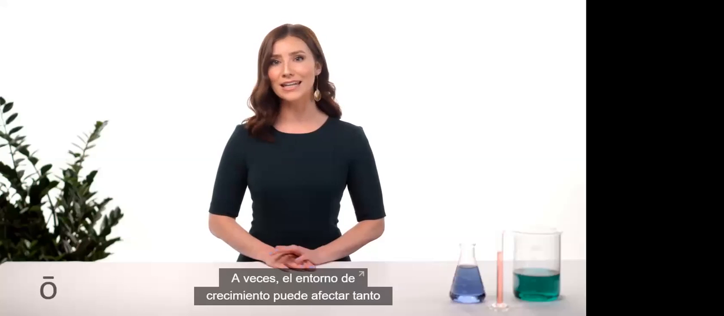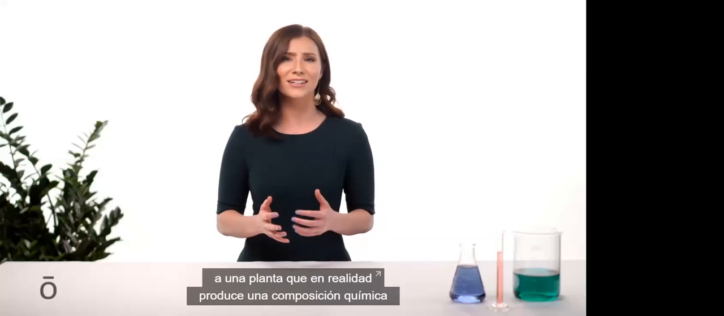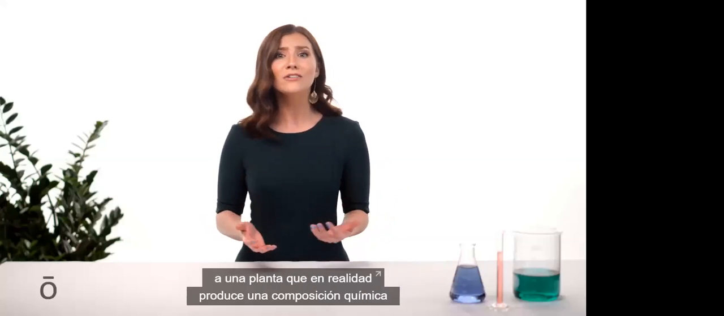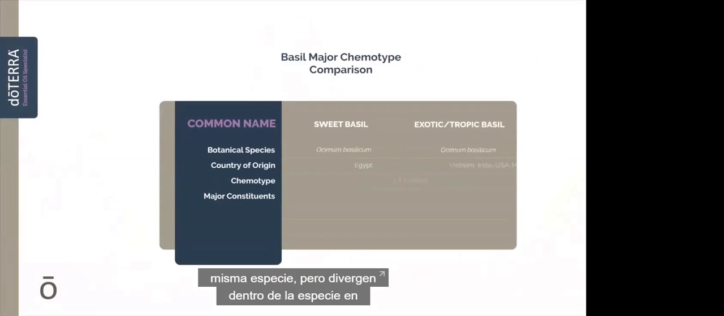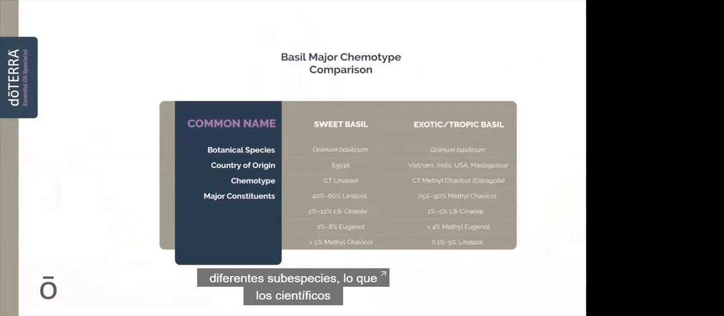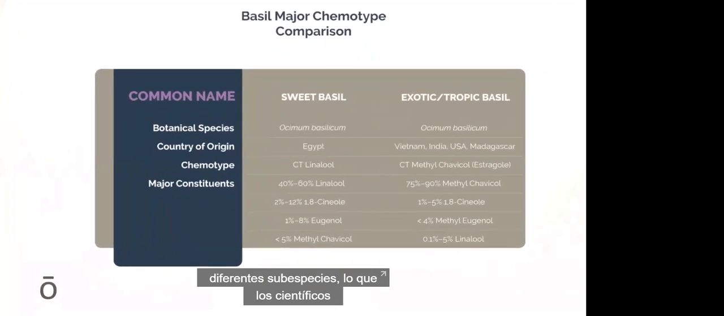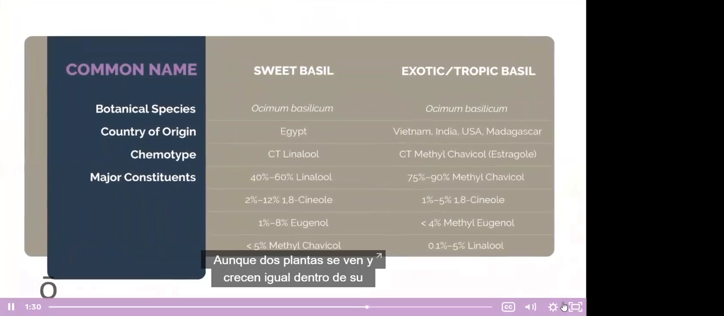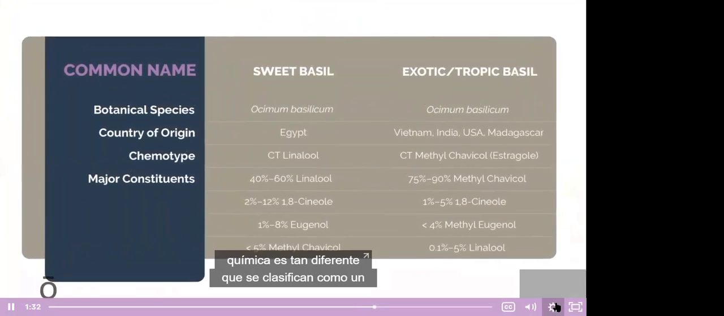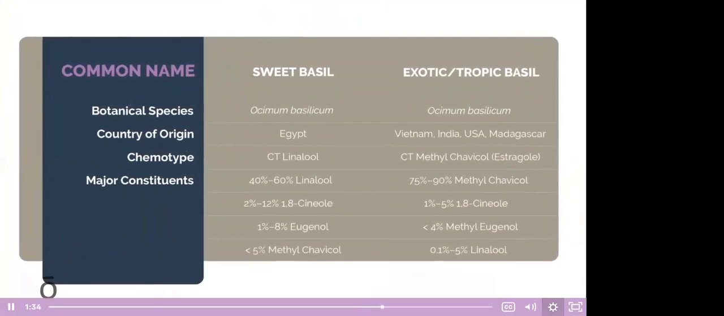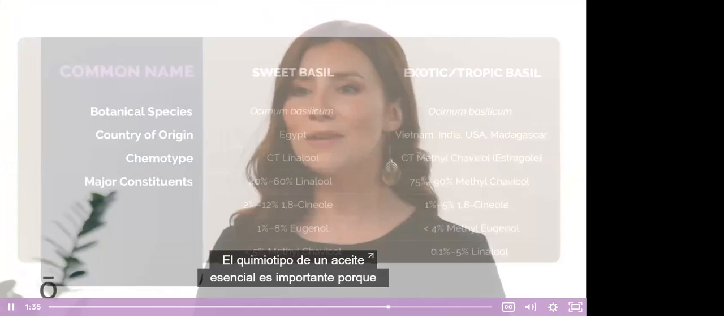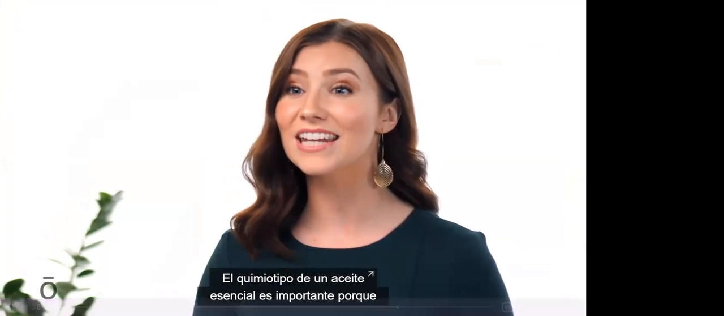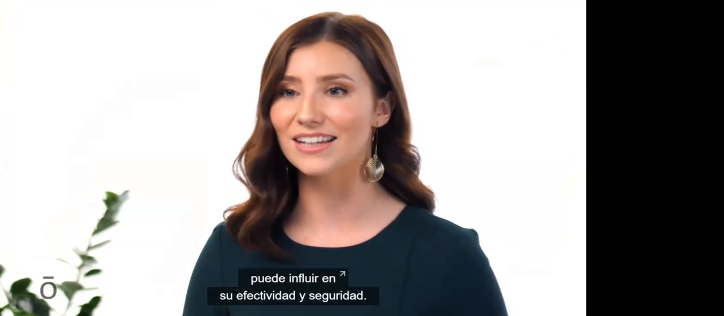Sometimes the growing environment can impact a plant so much that it actually produces a totally different chemical composition. 2 plants can have the same genus and the same species, but diverge within the species into different subspecies, which scientists call chemotypes. Even though 2 plants look and grow the same, inside their chemistry is so different, they are categorized as a different chemotype. The chemotype of an essential oil is important because it can influence its effectiveness and safety.